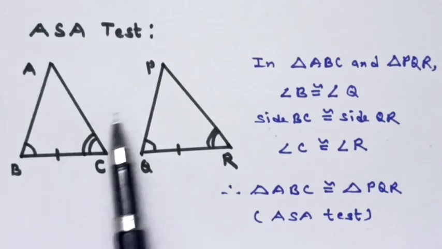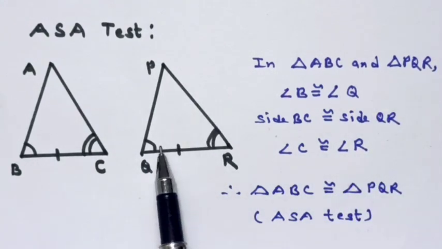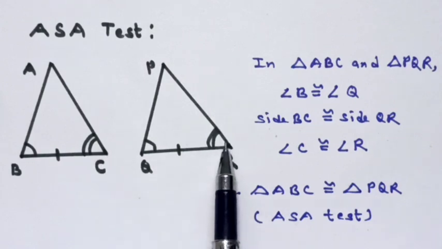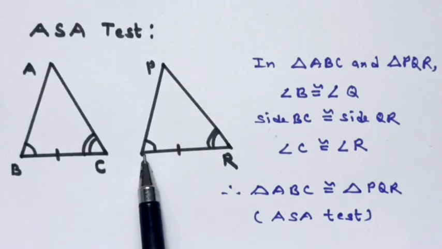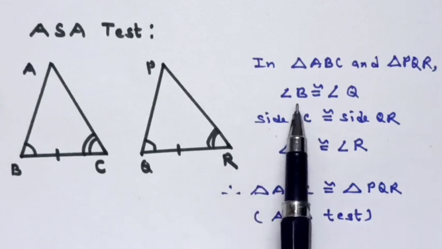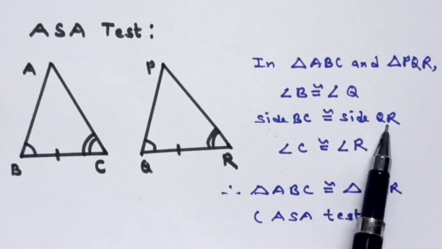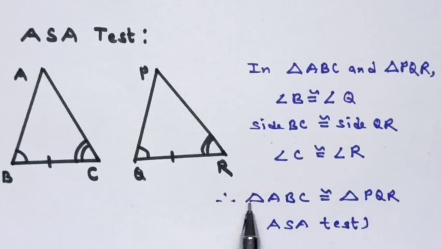So you can write, in triangle ABC and triangle PQR, angle B is congruent to angle Q, given. Similarly, angle C is congruent to angle R, given, and in between these two angles, side BC is congruent to side QR. So write angle B congruent to angle Q, side BC congruent to QR, and angle C congruent to angle R. Therefore, triangle ABC is congruent to triangle PQR by the ASA test.